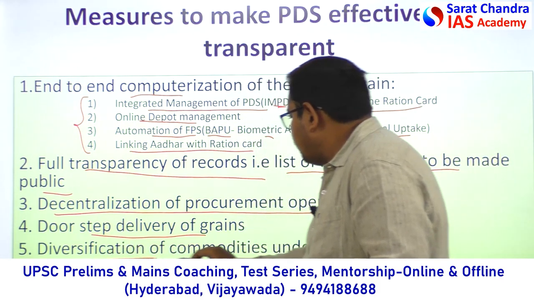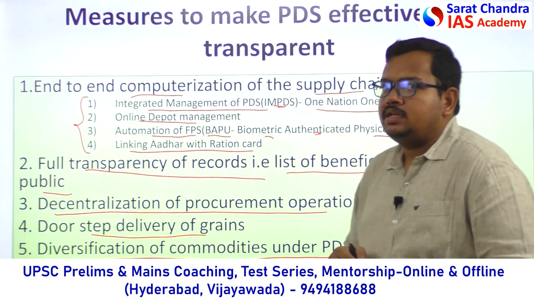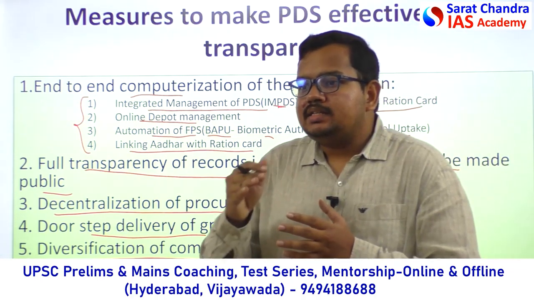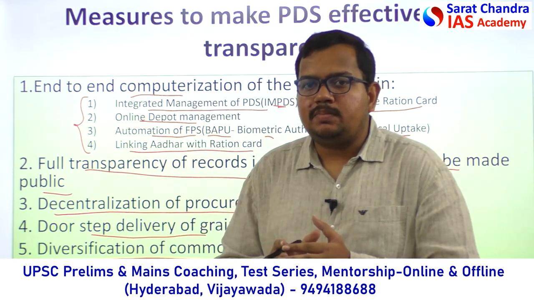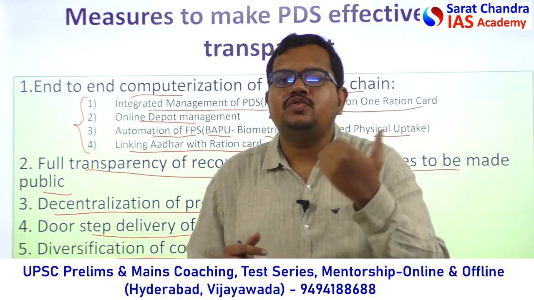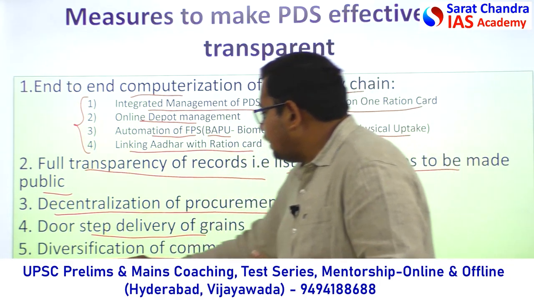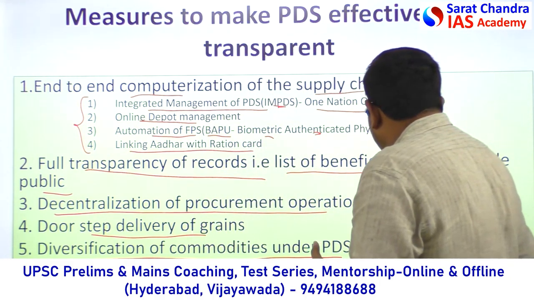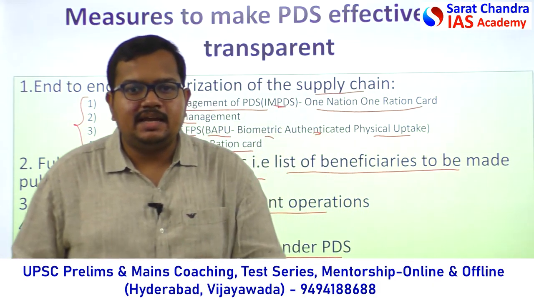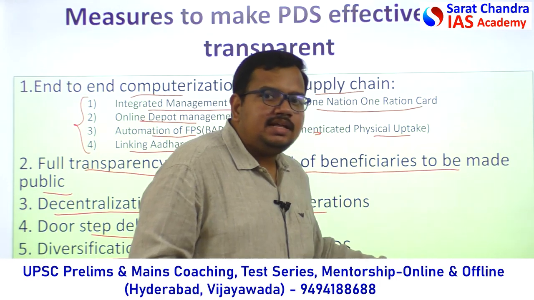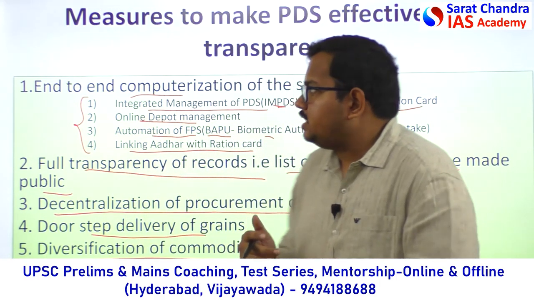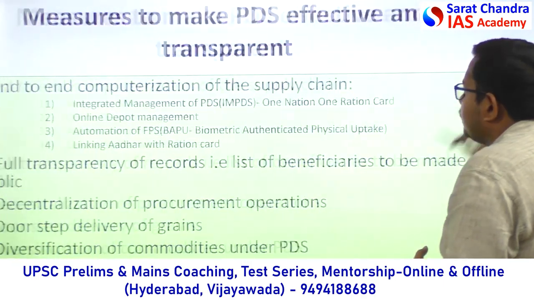And diversification of commodities under the PDS, not only food grains. Along with food grains, we need to provide some more extra items through the PDS system so that there will be better management, and better nutritional levels also. And a grievance redressal officer to be appointed at the district level, so that whenever there is any grievance, it should be solved at the lowest level possible. Okay, so these are some of the aspects that can be implemented.